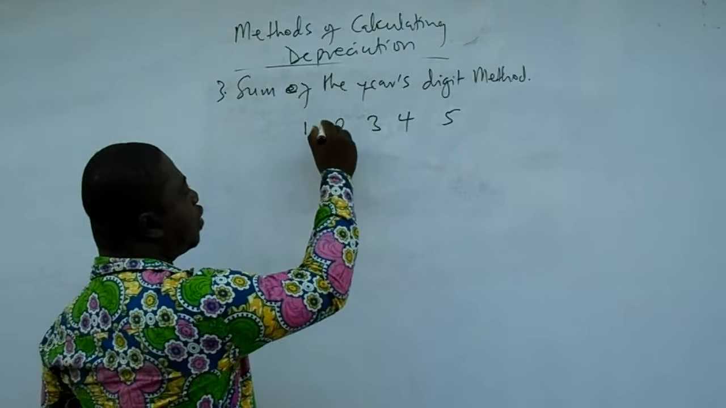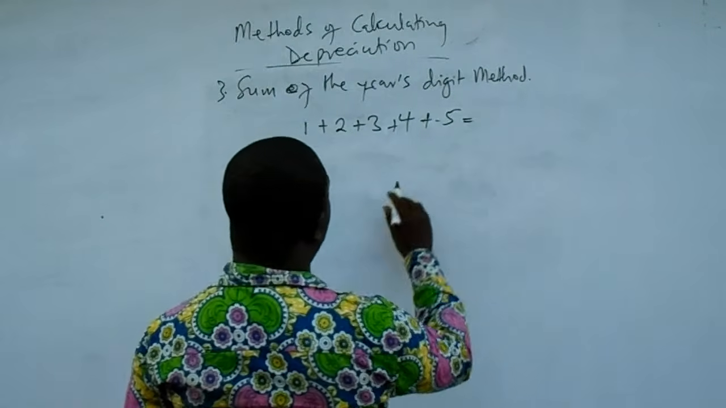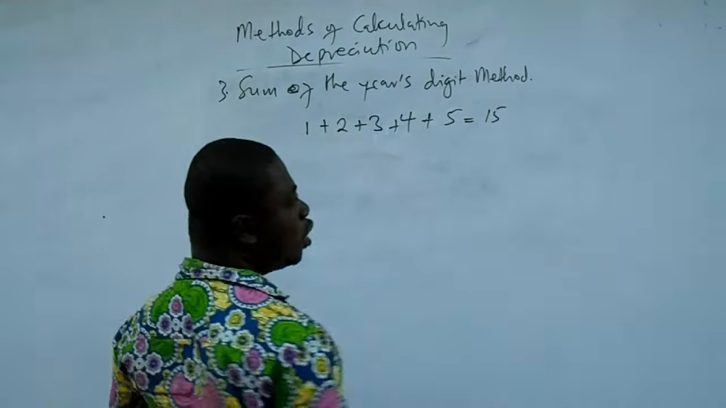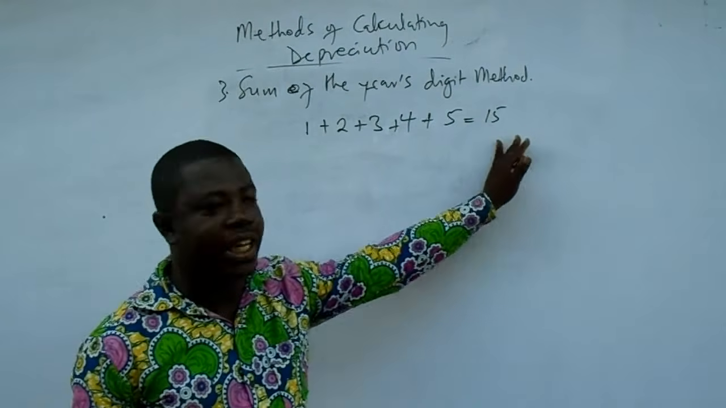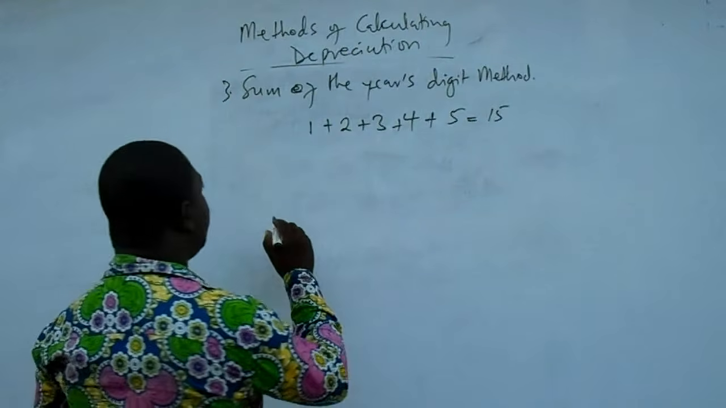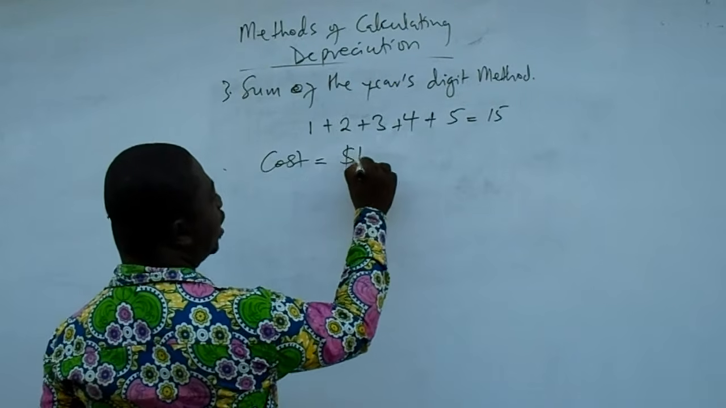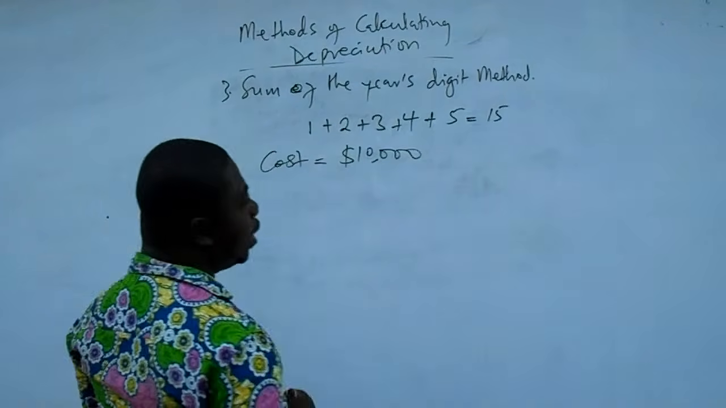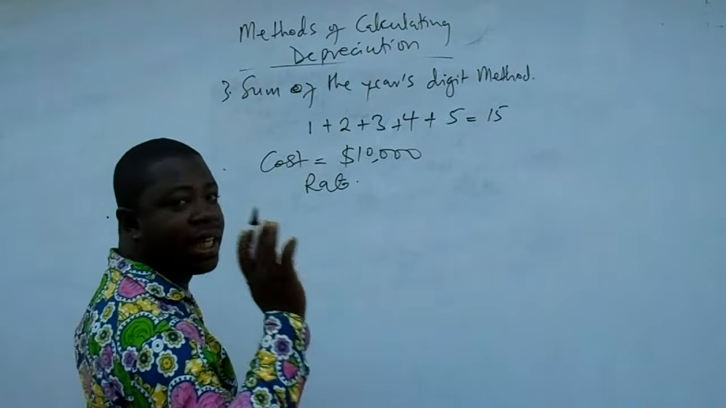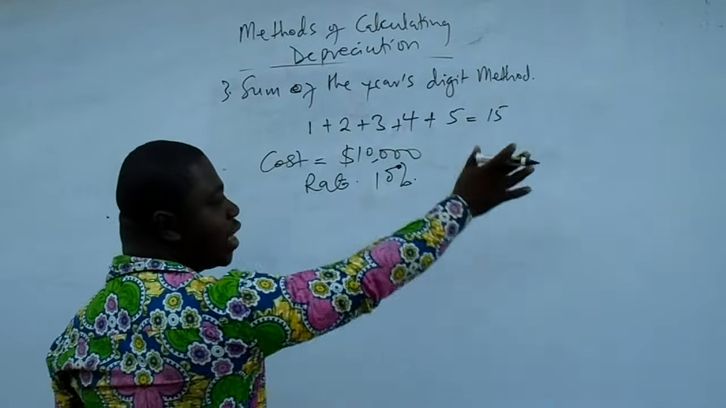And so what we do first of all is that we add up the digits of the years. And so when we add up 1, 2, 3, 4, and 5, we have 15. So it means that the total sum of the digits is 15. And so what we are going to do now is that we have year 1 to 5. So with the same information, let's assume that our cost is $10,000. And even if you are given a rate for depreciation and you are using this method, don't go by the rate. Just keep the rate and use the digits.